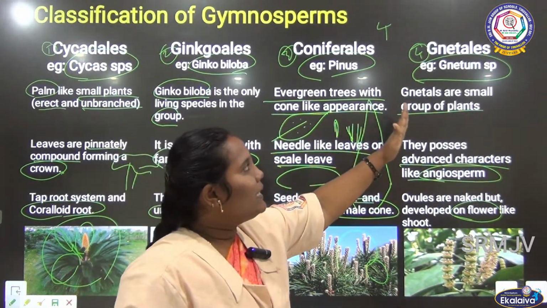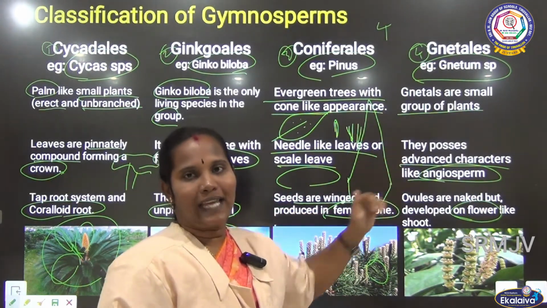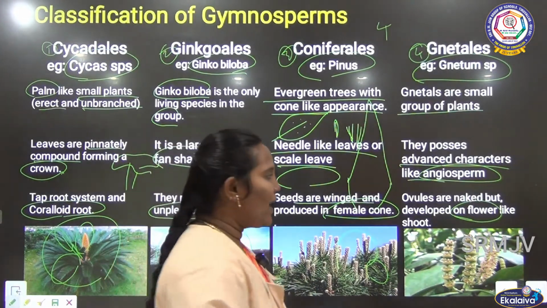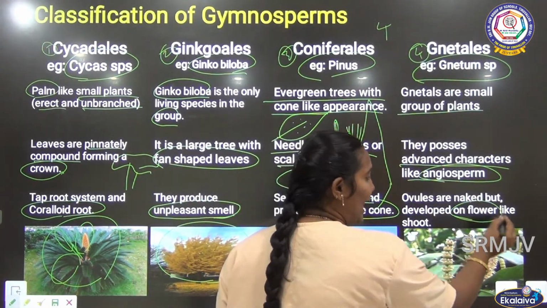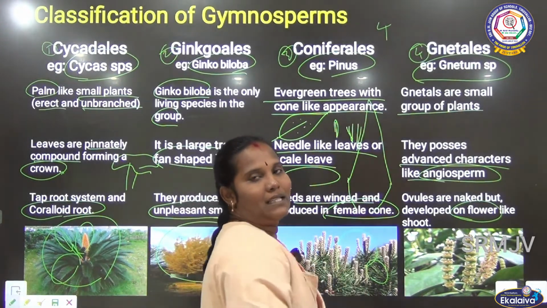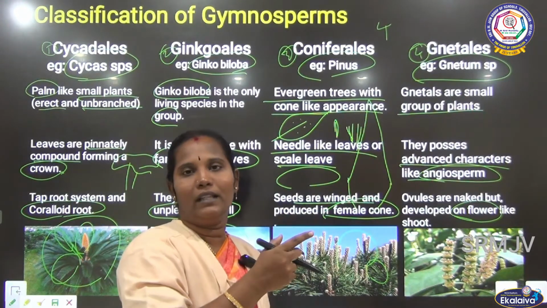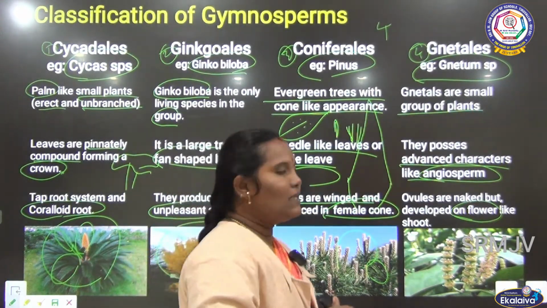This fourth family, the Gnetales, only has advanced characters like angiosperms. Why? Their ovules are naked. They also have naked seeds, but they bear flowers. But the others do not bear flowers at all. Instead of that, they bear cones.